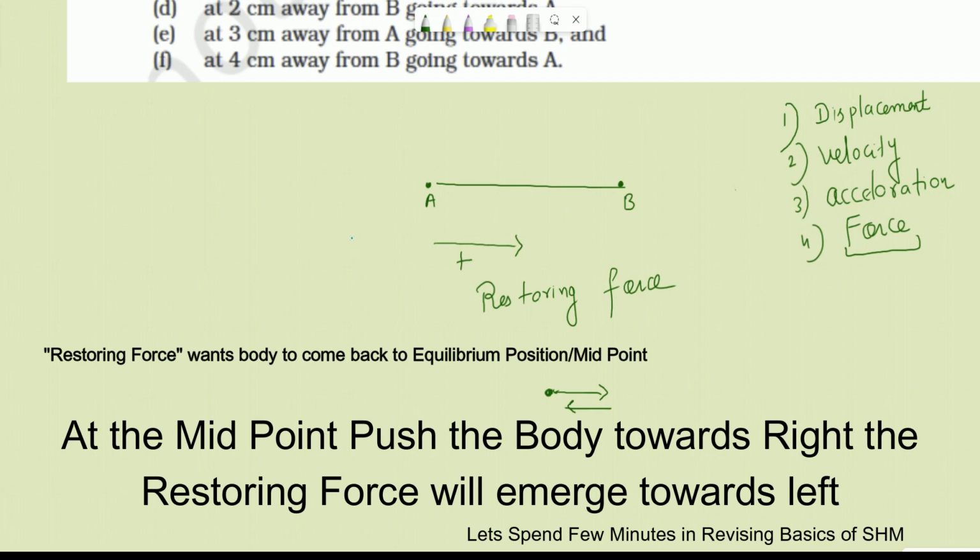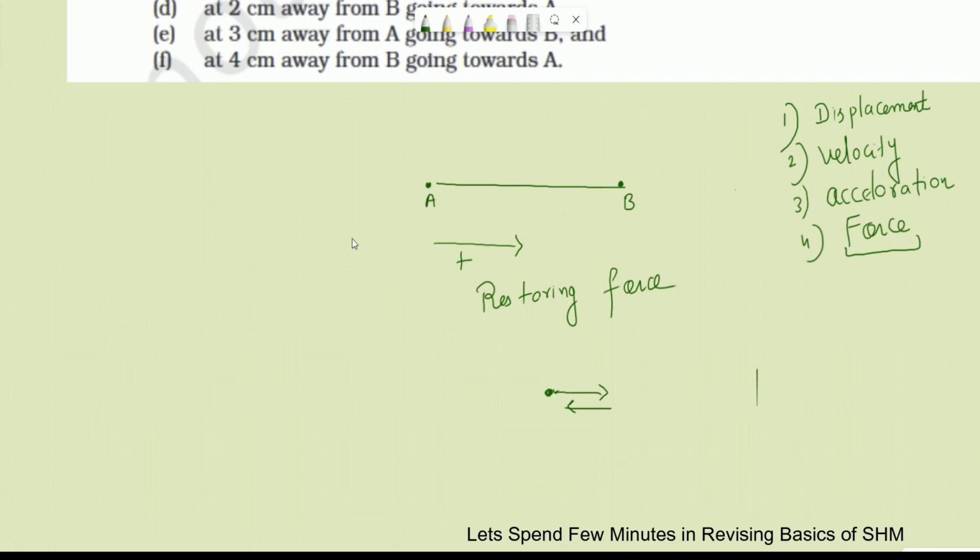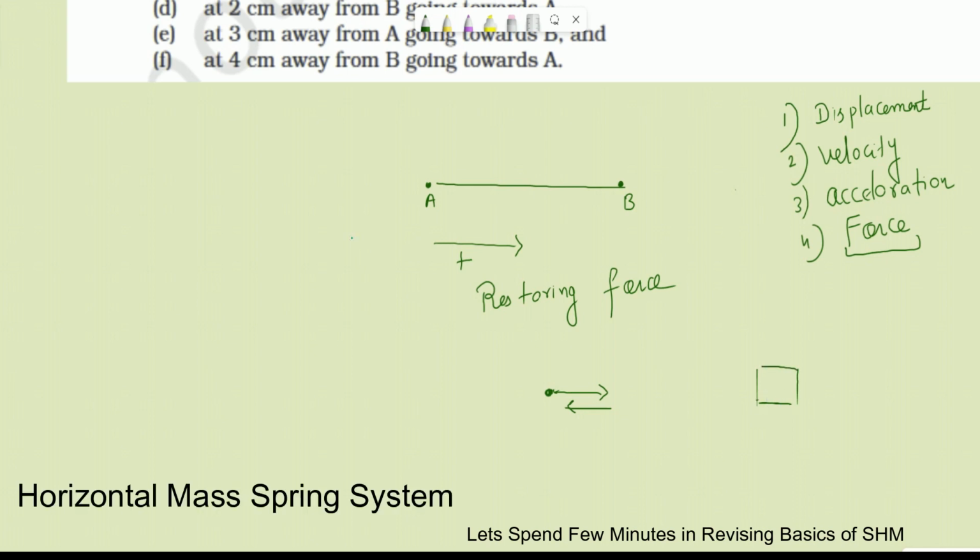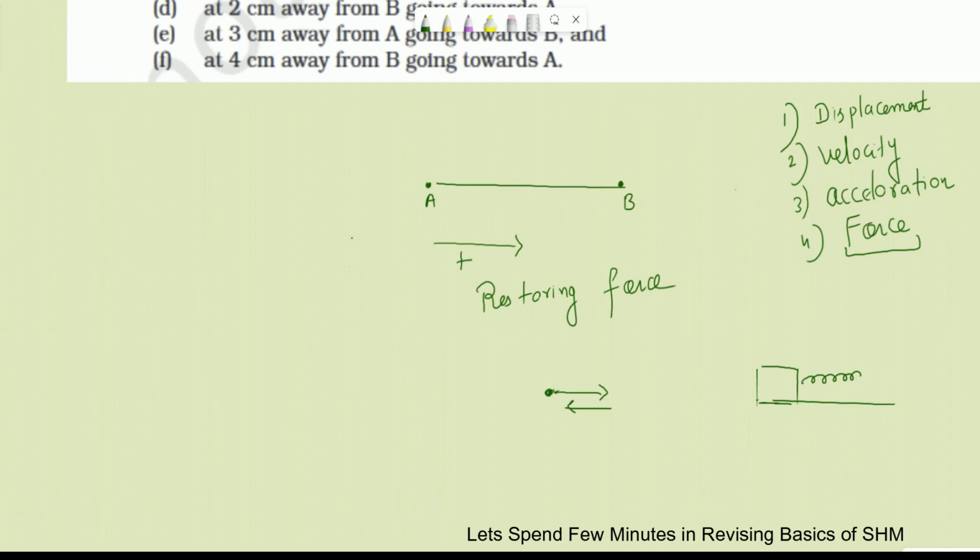For example, in the real world, take the example of a spring. You draw a block of mass, and you connect it to a spring system attached to the ground. Now this is the mean position. If you pull this mass towards the right, the spring will exert a restoring force on you. And if you compress the spring, the spring will push you back.